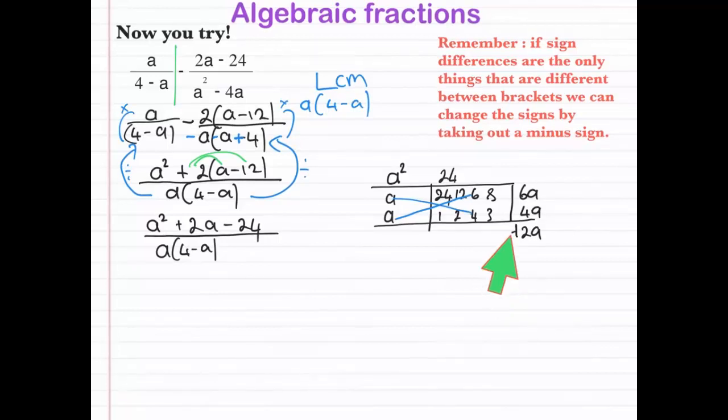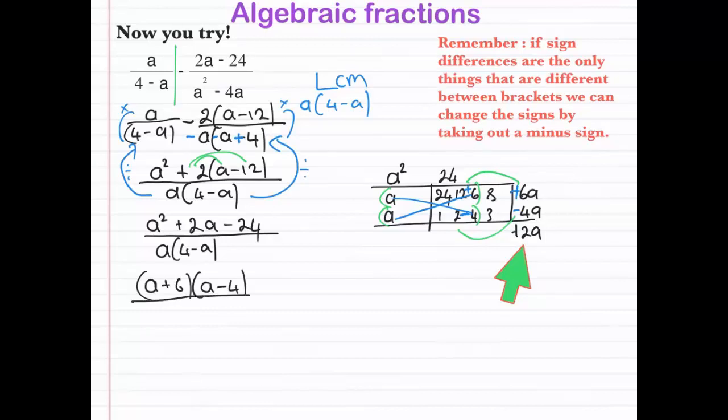Okay, now what signs must they have to give me a plus 2a? It must be a plus 6 and a minus 4. So let's carry over that plus 2 in front of the 6, and we carry over this minus 2 in front of the 4, right? Okay, there it is. Then put those two in brackets and those two in brackets. And at the top we've got a plus 6 and we've got a minus 4, and we still have the LCM at the bottom, 4 minus a.